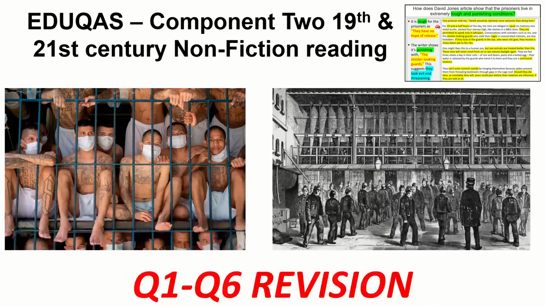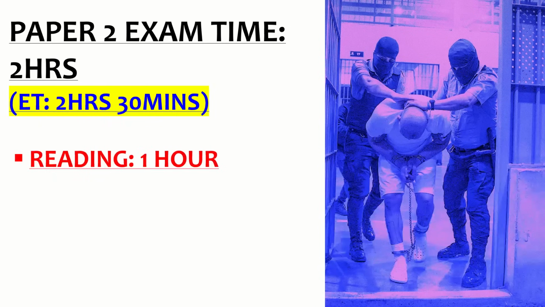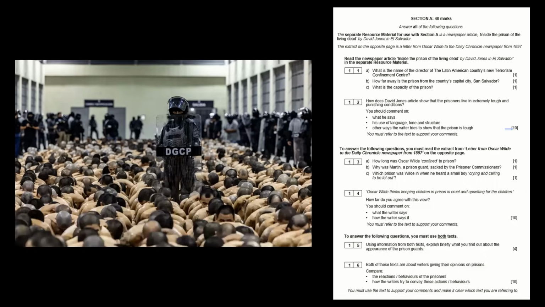Hi, this video is looking at the paper 2 non-fiction reading exam. I'm going to go through all 6 questions. So this exam, remember, is 2 hours. Section B is 1 hour. Section A is 1 hour. So 1 hour for the reading, 1 hour for the writing. Half an hour extra if you have 25% extra time.